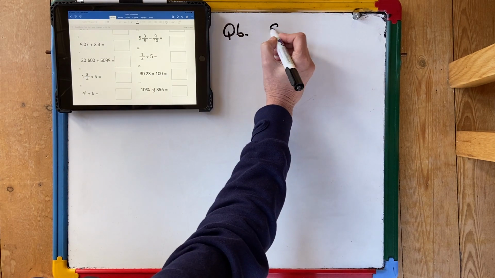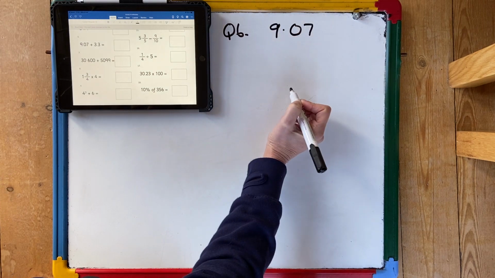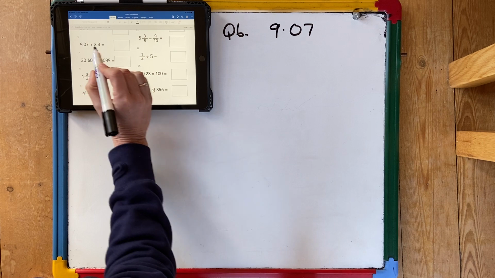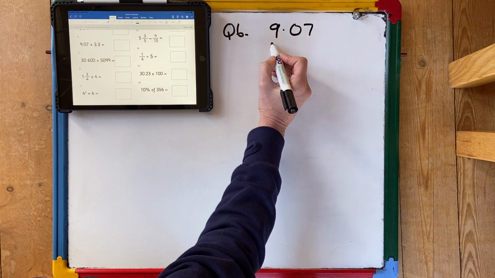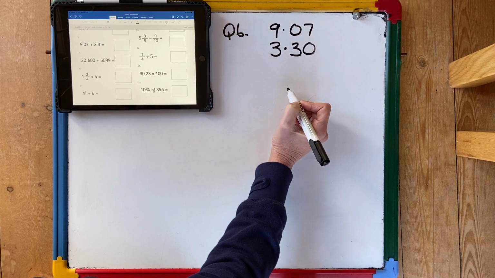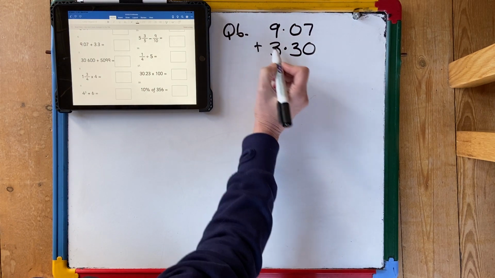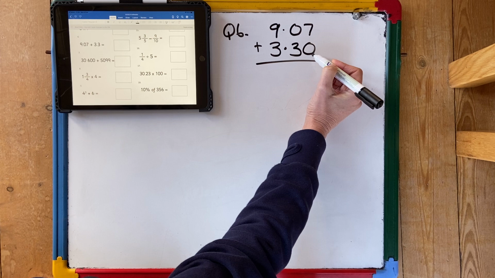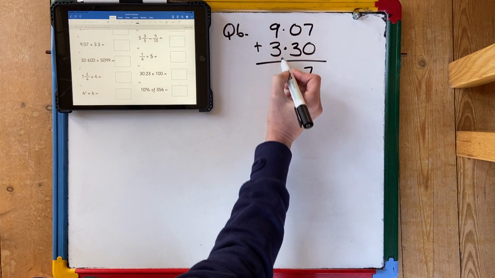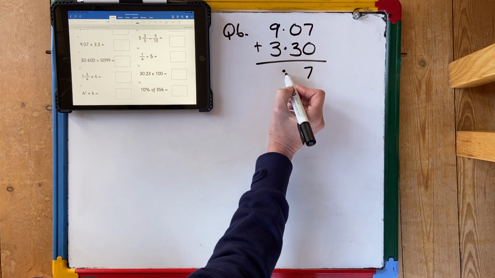So question 6, 9.07 add 3.3. So the 3 should be in the ones column underneath the 9. So 3.3, put your placeholder here under the 7. And it's addition. So 7 add 0 is 7 and so on. Remember to keep your decimal point in the same line.